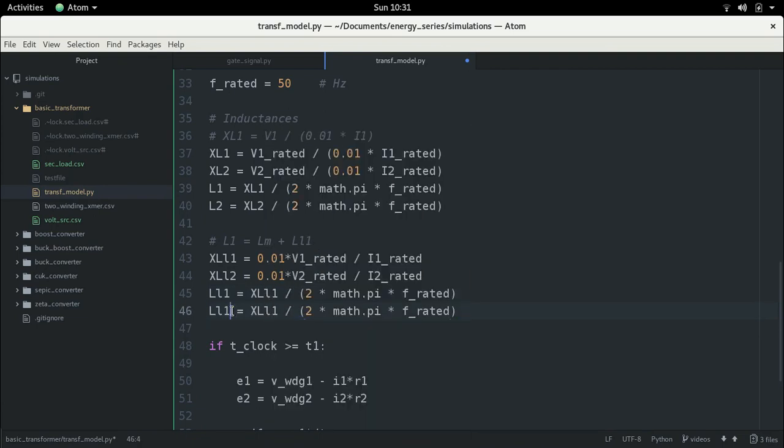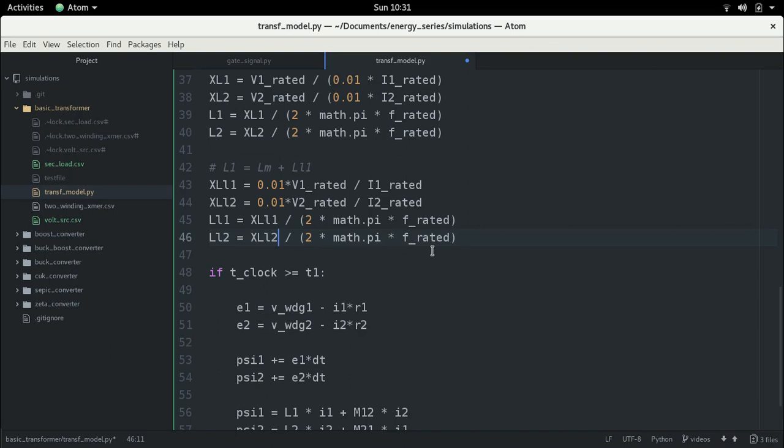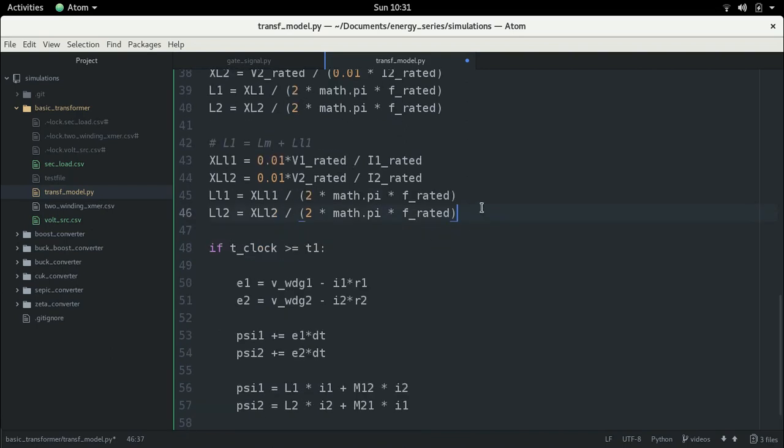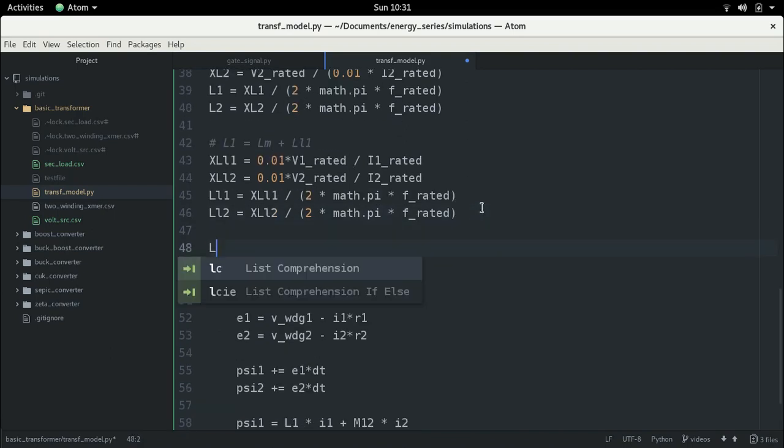Save me some typing. LL2 is equal to XL2 by this. So now that we have these two values, how are we going to express it? Let's write the equation for LM.